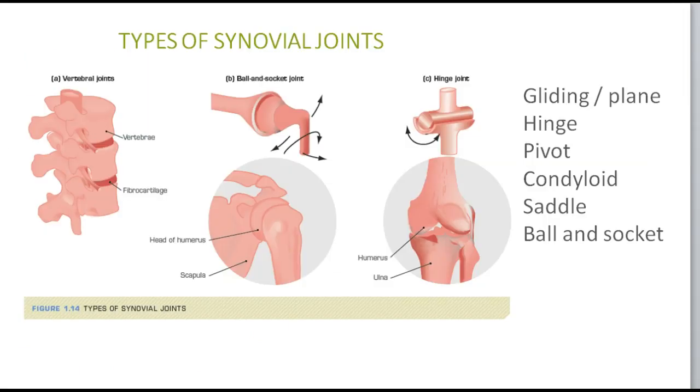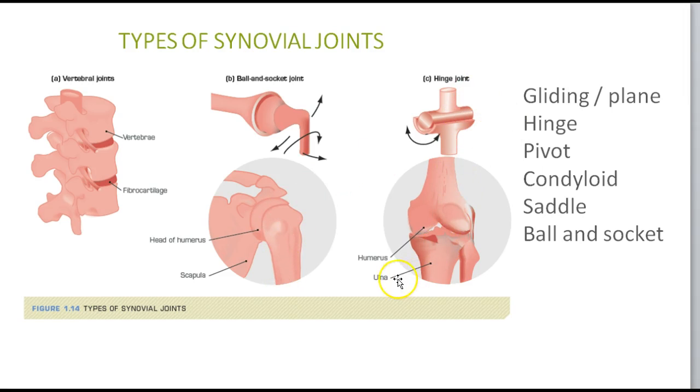So, types of synovial joints. The main ones that as a fitness instructor we look at are the vertebrae, which are irregular bones, and ball and socket joints, so the head of the humerus or the hip bone.